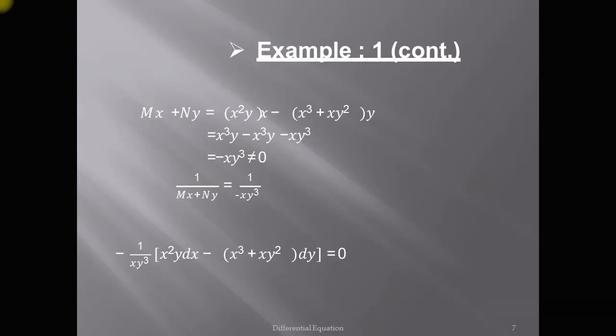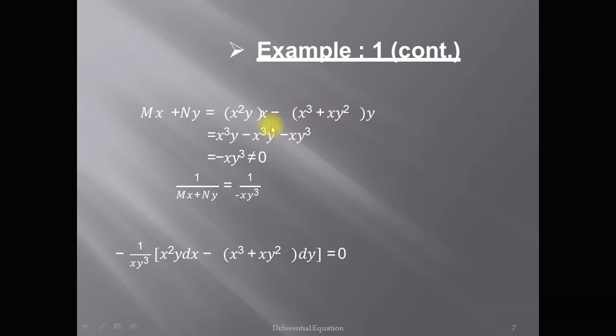Now since the given differential equation is homogeneous, we can find the integral factor by using this formula 1 over Mx plus Ny. First of all, find Mx plus Ny. Mx means multiply x to the function M, and Ny means multiply y to the function N. So this is M multiplied by x minus this is the function of N multiplied by y.